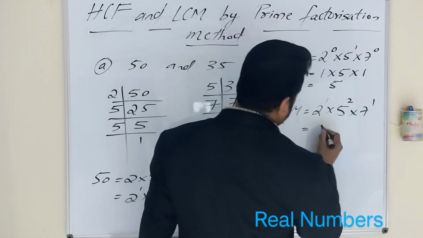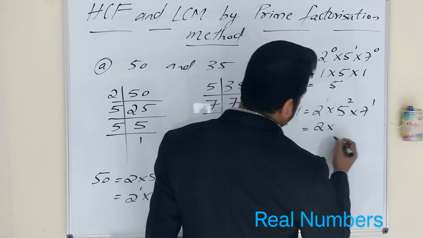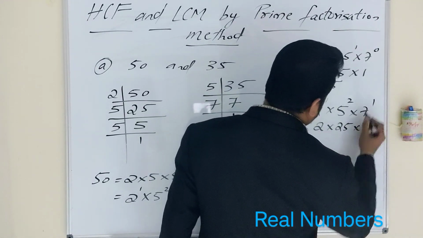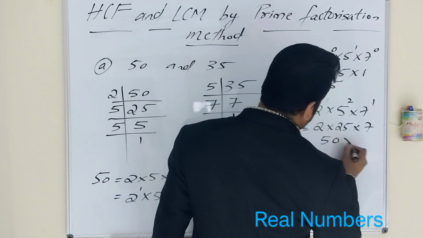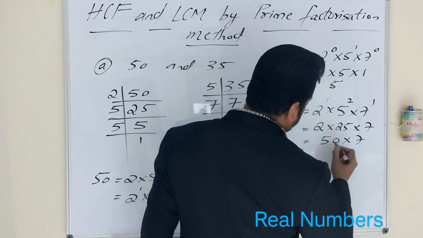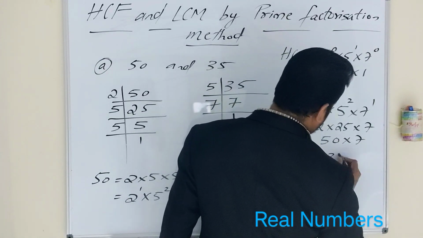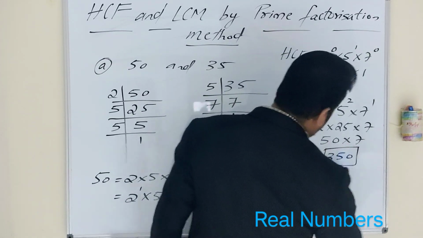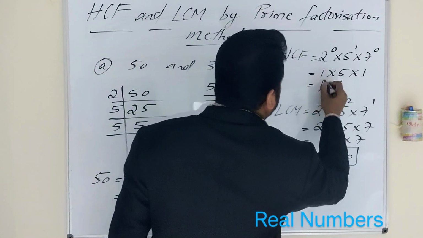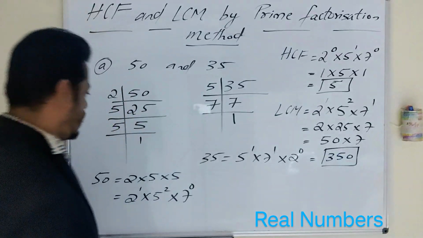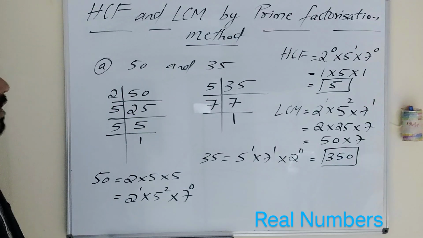Now multiply these factors. So you get 2 times 5 raised to 2, which means 25, times 7 raised to 1, which is 7. Now you see 2 times 25 is 50, and 50 times 7 is 350. So the LCM of the given numbers 50 and 35 is 350, and the HCF of 50 and 35 is 5.